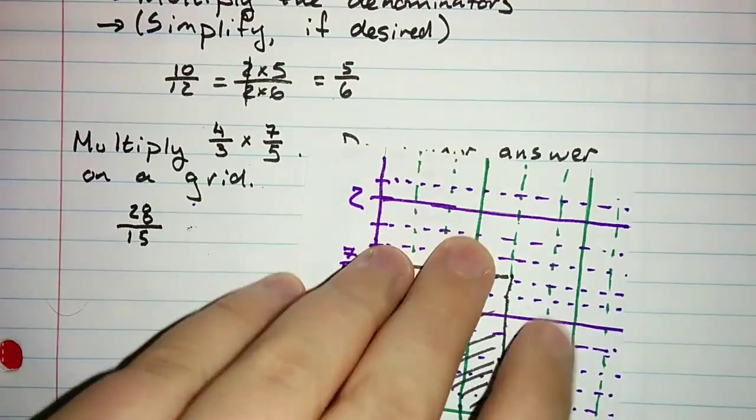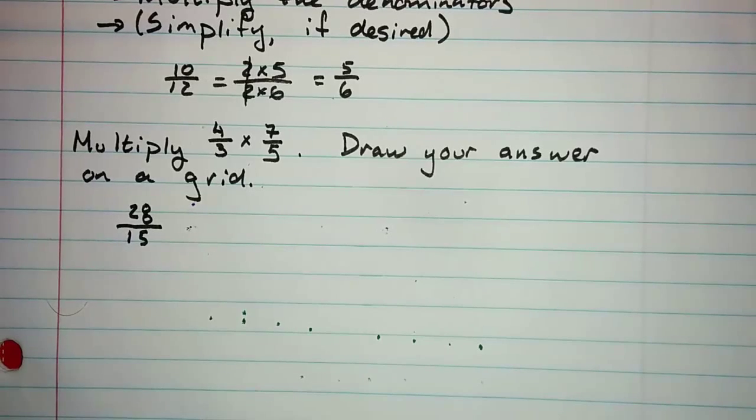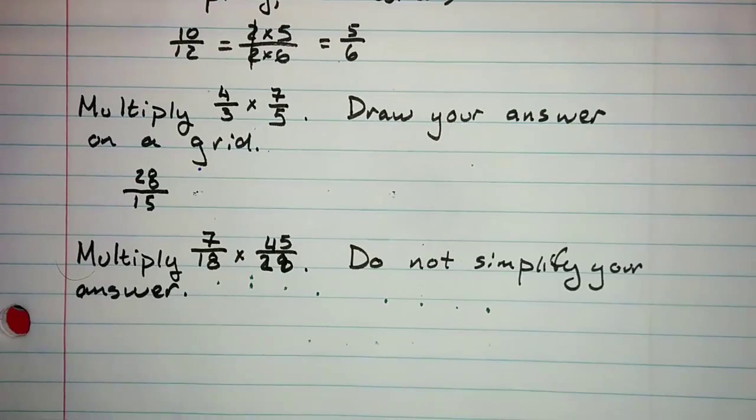I'm going to have you try another one of these now that is inconvenient to draw out. Multiply 7/18 times 45/28, and do not simplify your answer. Pause the video and try this now.